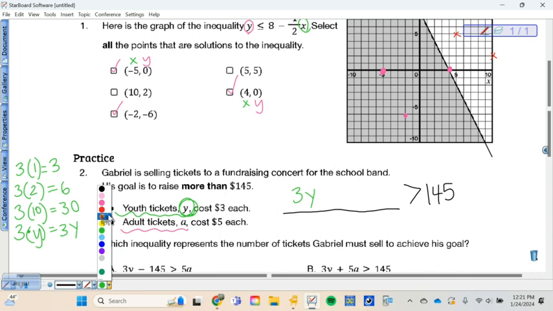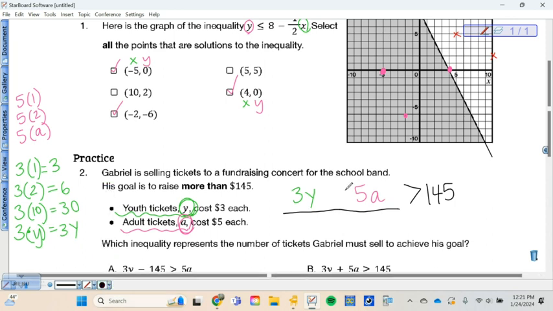What about for my adult tickets? Those are 5, right? So 5A. If I bought 1 ticket, I'd multiply by 1. If I bought 2, I'd multiply by 2. So if I'm buying A tickets, it's just 5A. And then how am I going to find my total if I have my youth tickets and the adult tickets I'm selling? Just add them together.